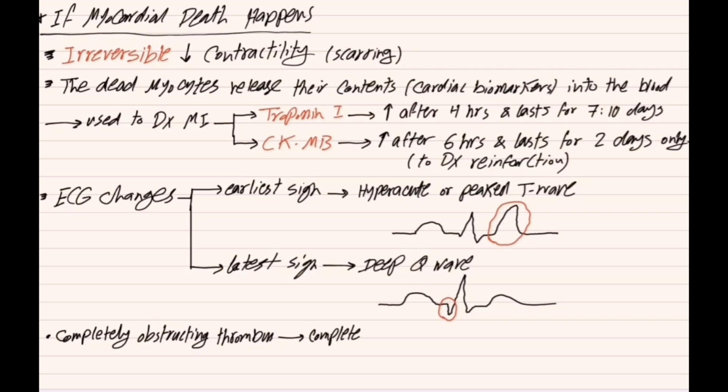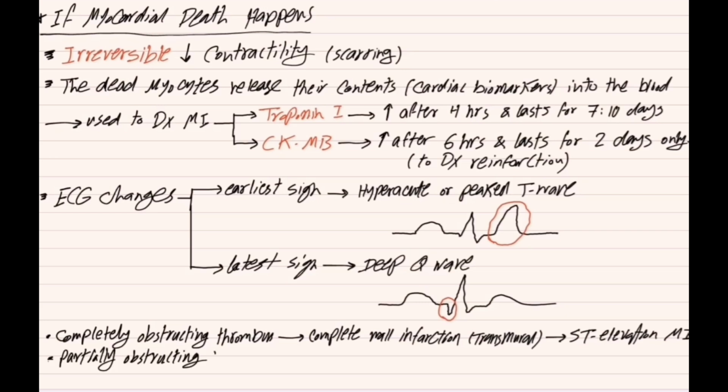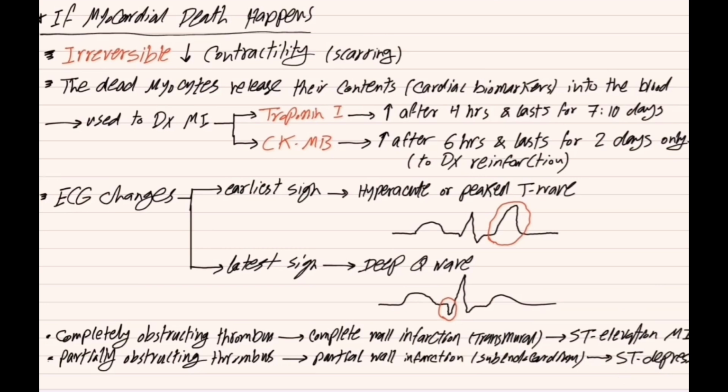And the hallmark of this is that it causes ST segment elevation, and we call it STEMI. Another point which will come naturally to you: if partial obstructing thrombosis happens, this will cause partial wall infarction. And the most susceptible layer to infarction, as we said, is the subendocardium, the inner third layer, and this will cause ST segment depression, not elevation. And in that case, we call it non-STEMI.